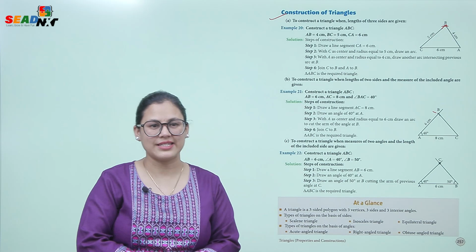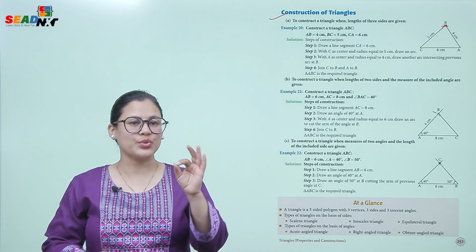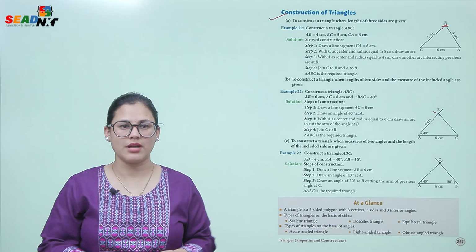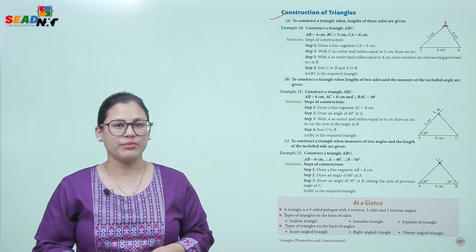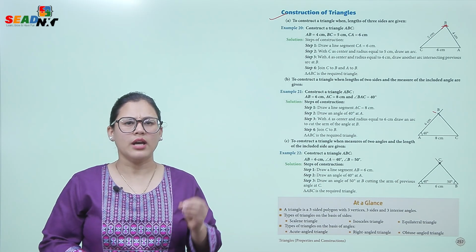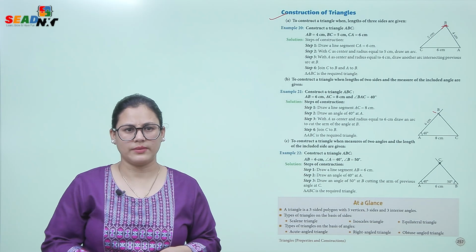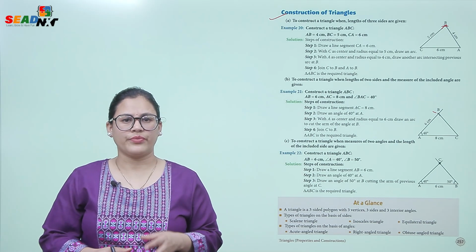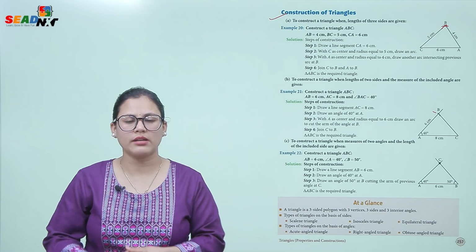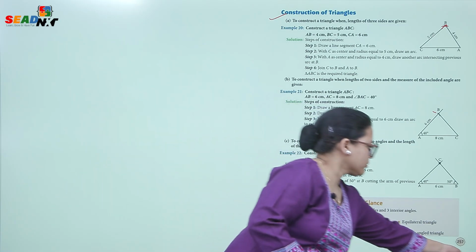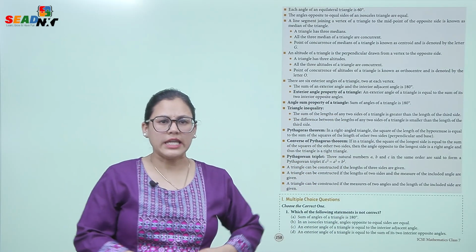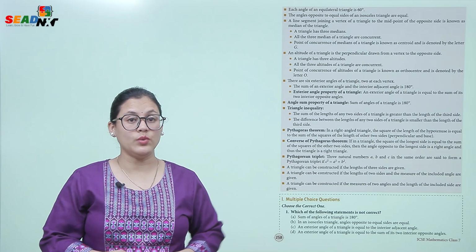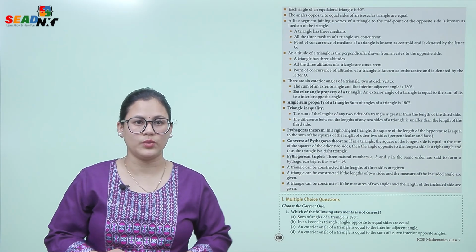At a glance. A triangle is a 3-sided polygon with 3 vertices, 3 sides and 3 interior angles. Types of triangles on the basis of sides: scalene triangle, isosceles triangle, equilateral triangle. Types of triangles on the basis of angles: acute angle triangle, right angle triangle, obtuse angle triangle. Each angle of an equilateral triangle is 60 degree. The angles opposite to equal sides of an isosceles triangle are equal.